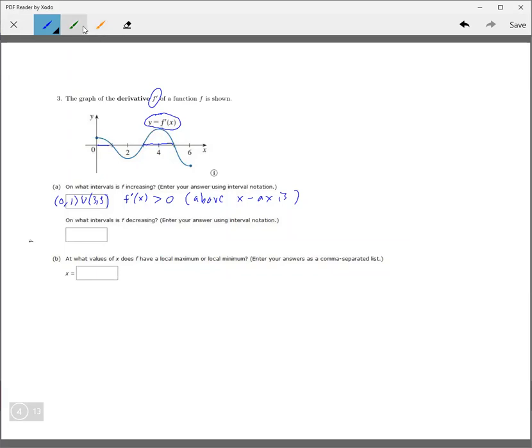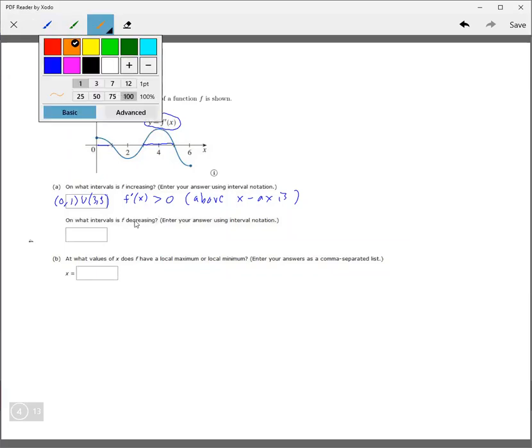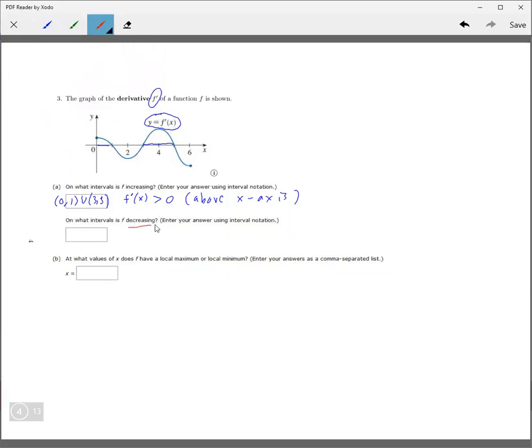Okay, and then where it's decreasing, that would be where f prime is negative, and that would be below the x-axis. Okay, and that's going to happen from 1 to 3, and then from 5 to 6.